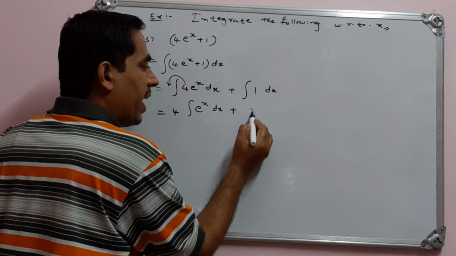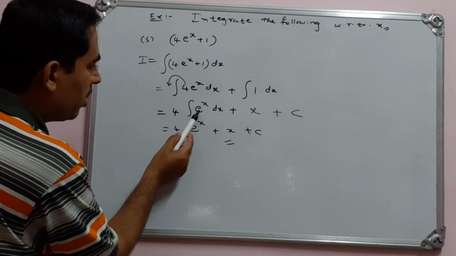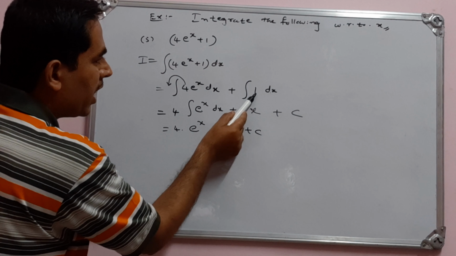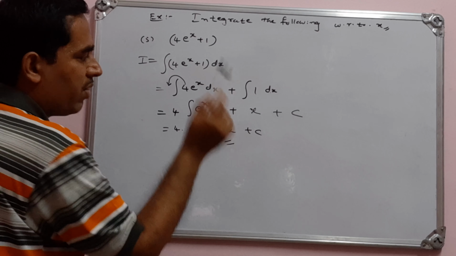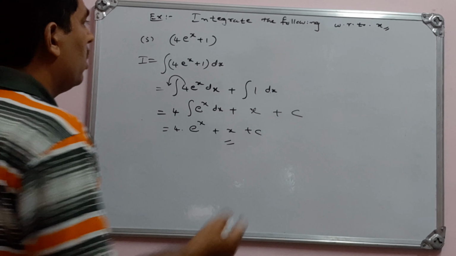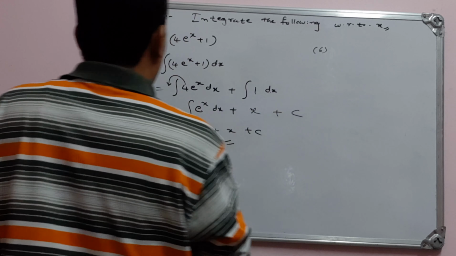Integration of e to the power of x is what? E to the power of x plus, I will write this x as it is, plus c. See, these are all 1 mark questions. So integration of e to the power of x is e to the power of x only. Integration of 1 with respect to x is x, plus constant of integration. This is my integral.